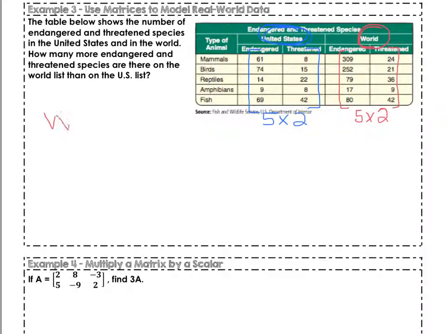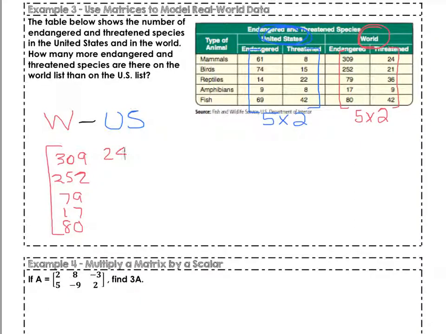So one way of looking at it is the world minus the United States, okay? So I'm just going to subtract the two matrices. So it might take me a second to rewrite them. That way I'm not going off the page here. And please humor my really not so wonderful iPad handwriting. So here is the world matrix.